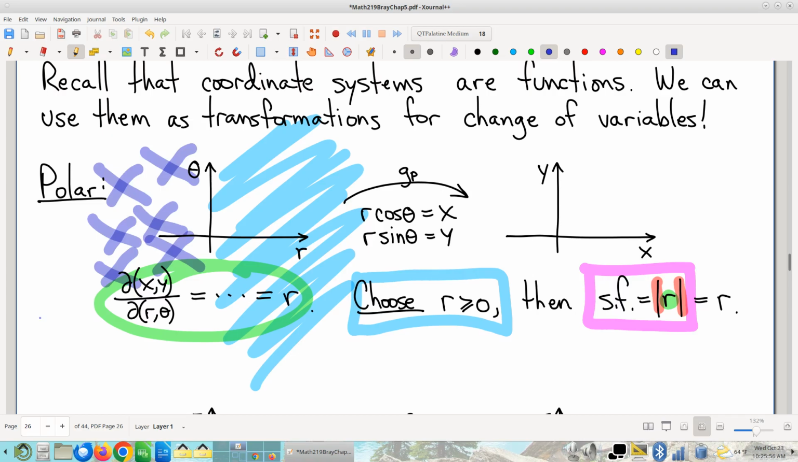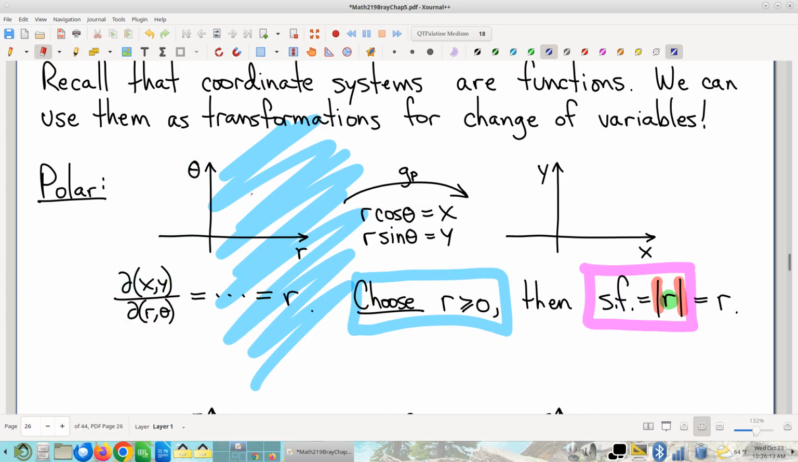Well, if you make that choice, this thing that you're taking the absolute value of is positive. Its absolute value is itself. And you can throw away the absolute values. So that's the clever little move.